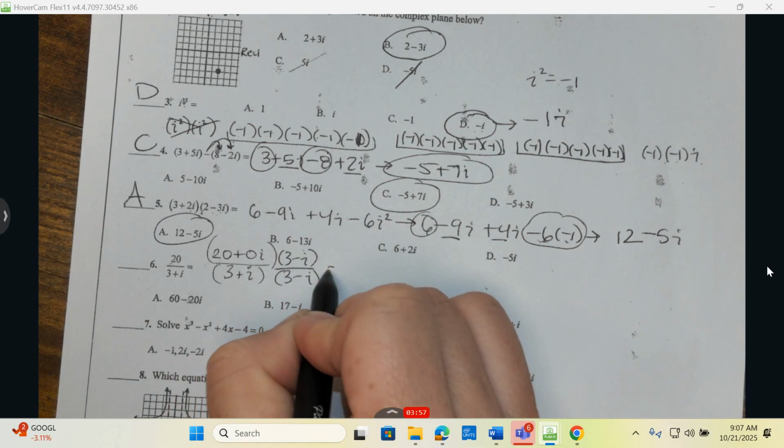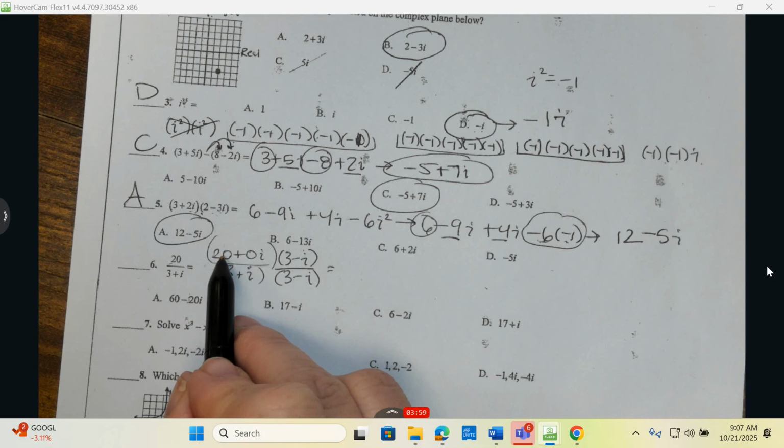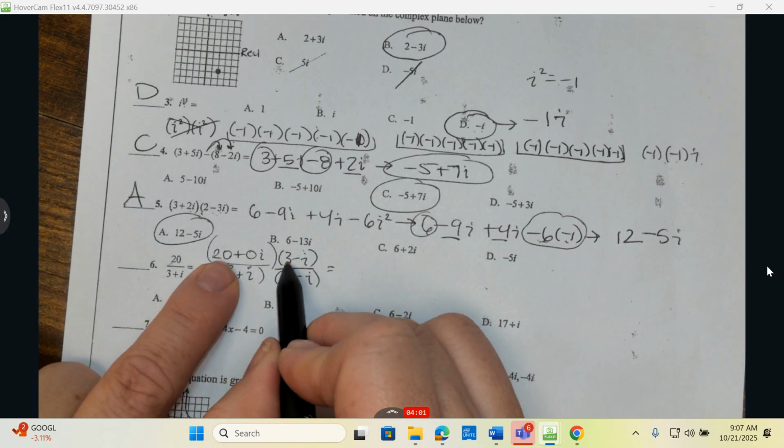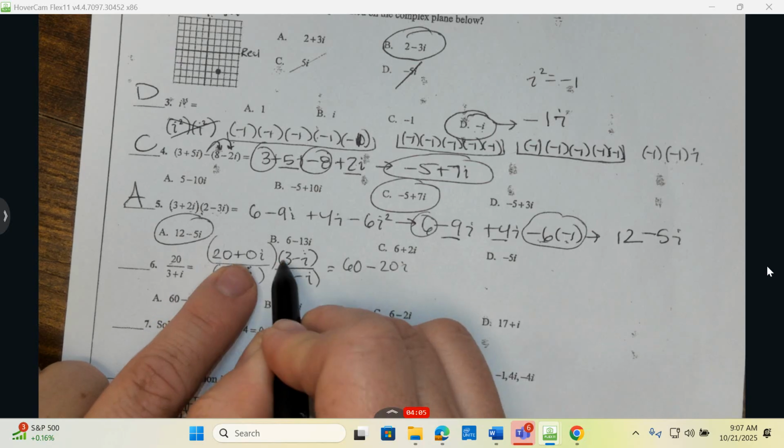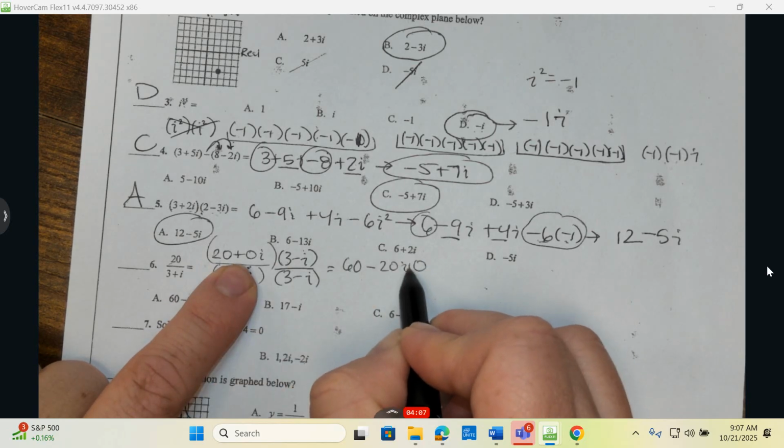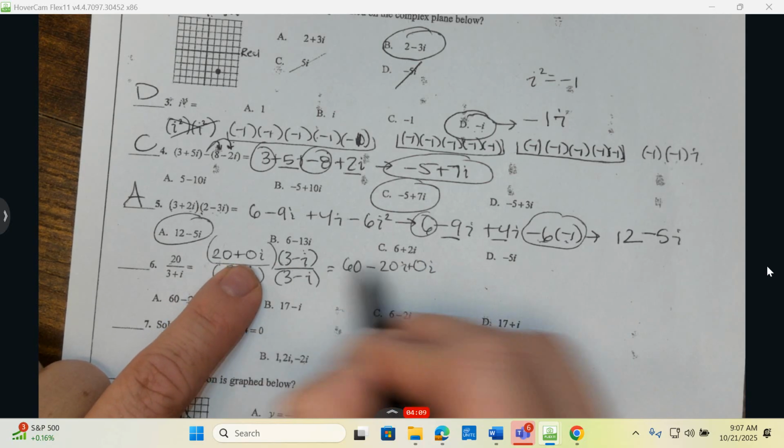Okay, here we go. So, multiplying the top. I'm going to do FOILing: front, outside, inside, and last.